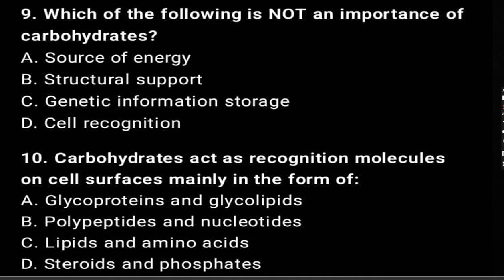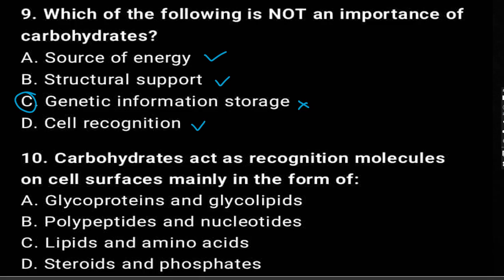Which of the following is not an importance of carbohydrates? Carbohydrate is used as a source of energy, so that is important. Structural support is important. Genetic information storage, carbohydrates are not used for that, but they are used for cell recognition and moisture in the cell membrane, as I was talking about. So our correct answer is this. The good part about MCQs is that from here you can even remember the functions of carbohydrates.